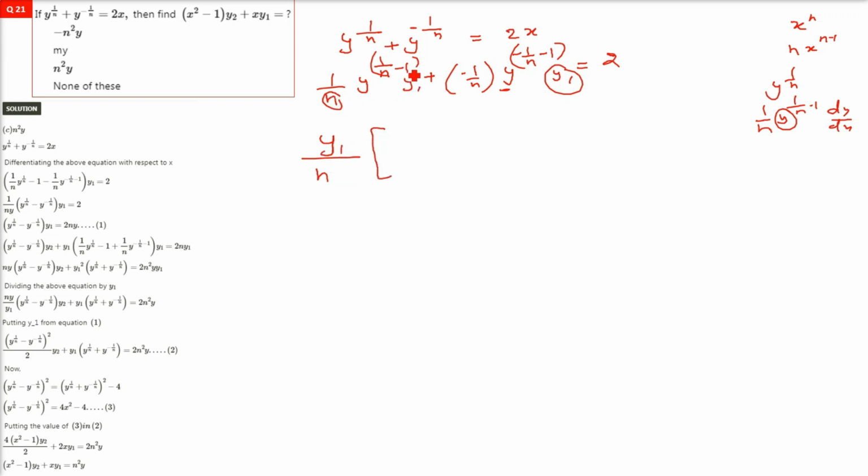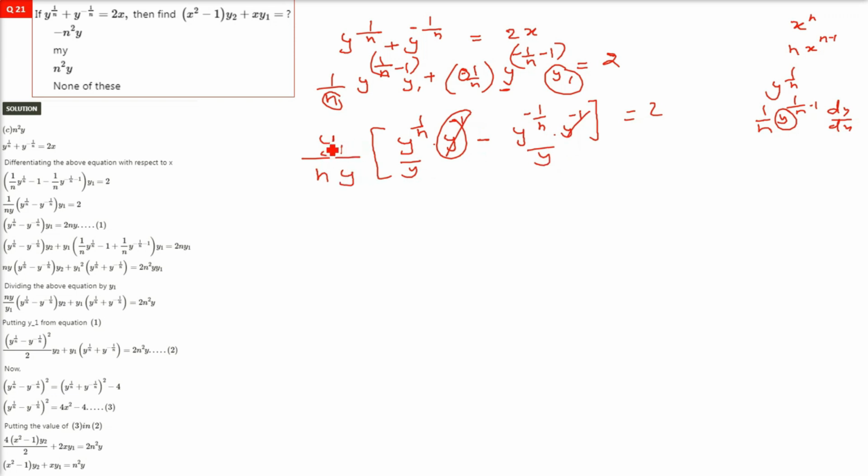Now y to the power 1 by n minus 1. Since y to the power 1 by n minus 1 can be written as y to the power 1 by n into y to the power minus 1. Here also y to the power minus 1 by n here, and y to the power minus 1. So we can see that y raised minus 1 is nothing but 1 by y. So that can be taken in the denominator. You just assume that y raised minus 1 is 1 by y. y can be taken outside.